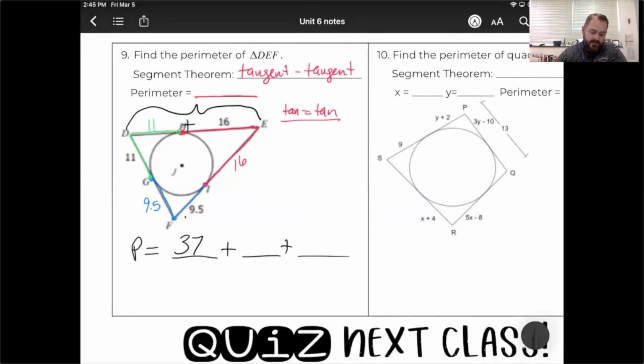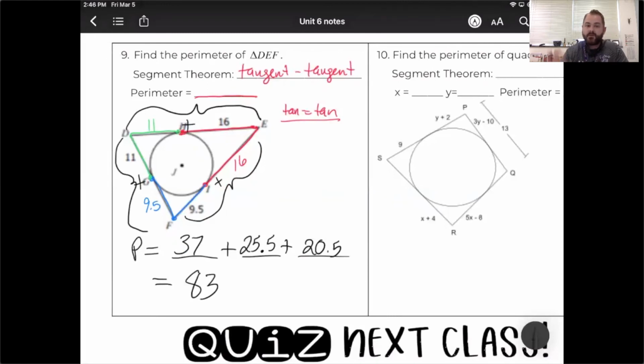Okay, the other side is EF, which is 16 plus 9.5. If I add those together, that is 25.5. And then finally, I've got DF, which is 11 plus 9.5, which is 20.5 when I add those together. So I'm going to add all 3 sides now. 37 plus 25.5 plus 20.5 equals 83.